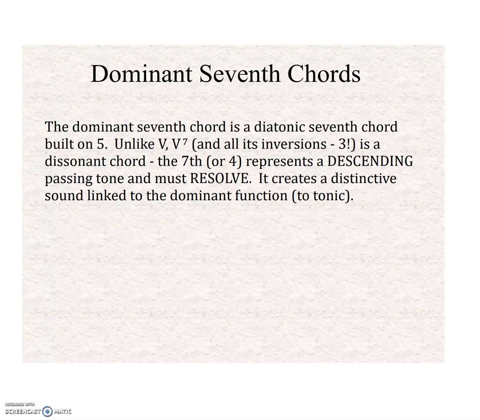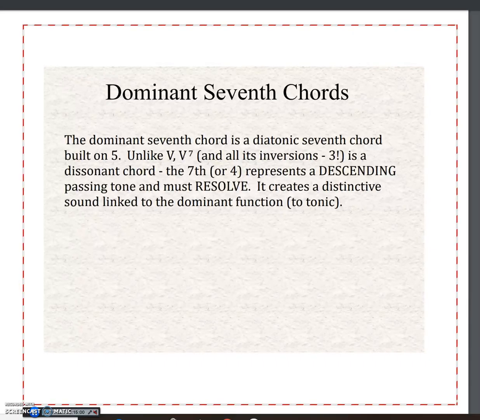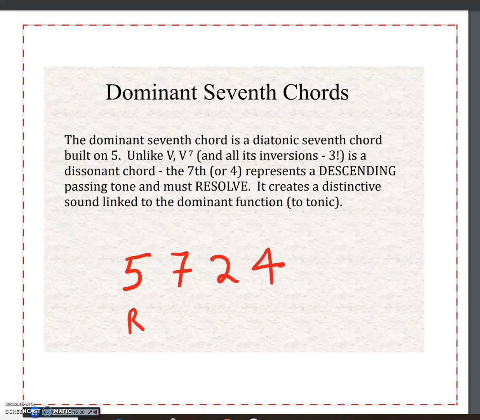Let me just write that for you for a second so you really get a good visual. The scale degrees in a dominant 7th chord are 5, 7, 2, and 4. This is the root, this is the 3rd, this is the 5th, and this is the 7th. This is scale degree 7, and it's the 3rd. This guy goes up, and this is the 7th, or scale degree 4, and it comes down.